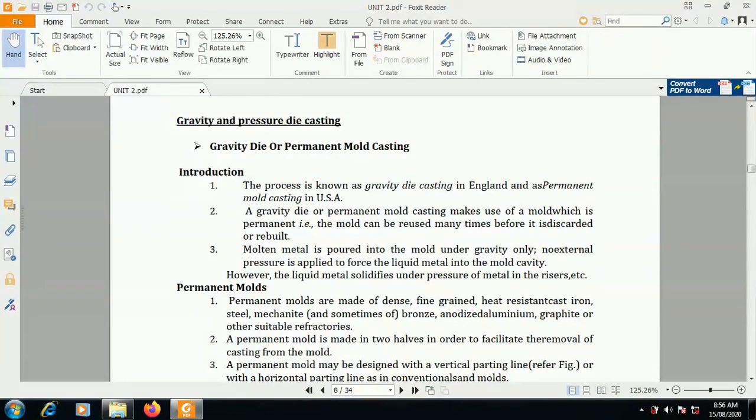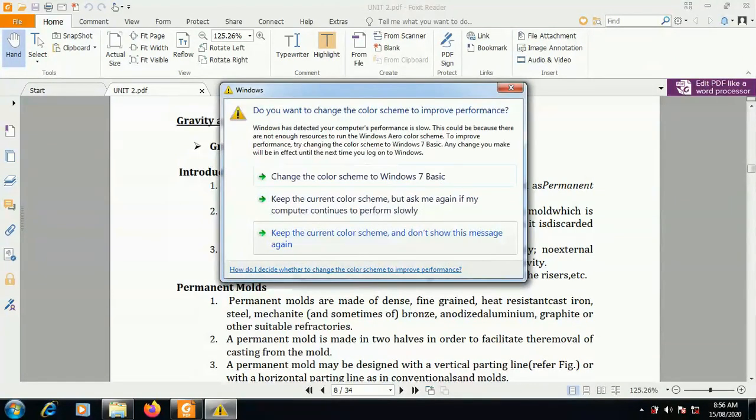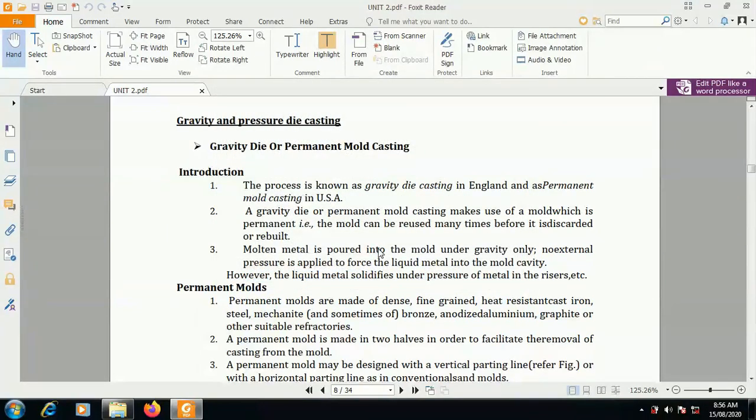In the first chapter we have seen expandable casting processes and permanent mold casting processes. Expandable casting process means the mold cavity is designed for a single use. If I have to remove the casting from the mold cavity, I have to break down the mold cavity. Those processes are called expandable casting processes. Green sand molding, shell molding, investment casting, CO2 molding are all expandable casting processes.